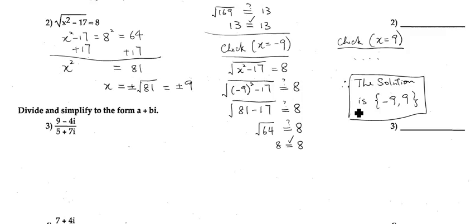What do we need? We need to multiply both top and bottom by 5 minus 7i. Very good. This is indeed the conjugate.